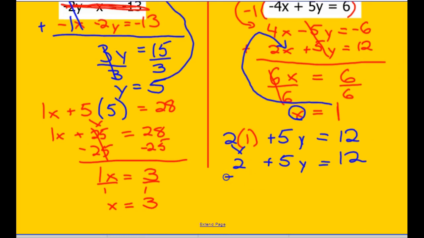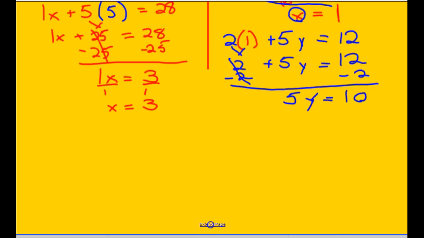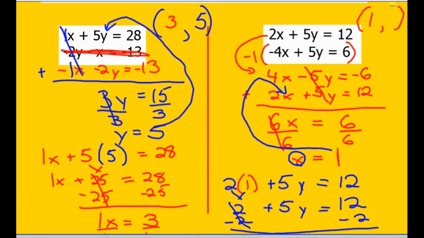We are moving this 2 over, so subtract 2. So we get 5y equals 12 minus 2, which is 10. Divide by 5, and divide by 5 over here. Y equals 10 divided by 5. That's 2. So our y equals 2. Our solution is 1, 2.